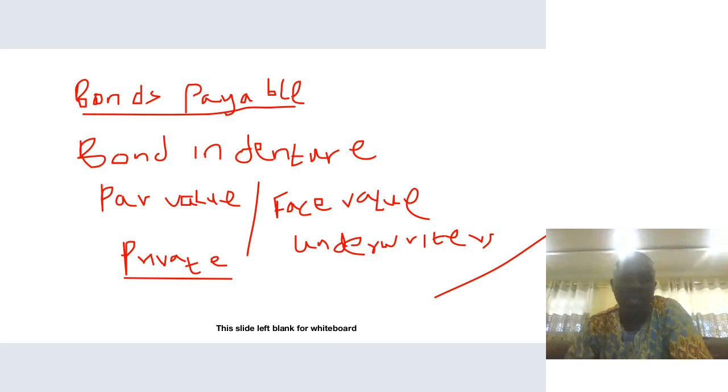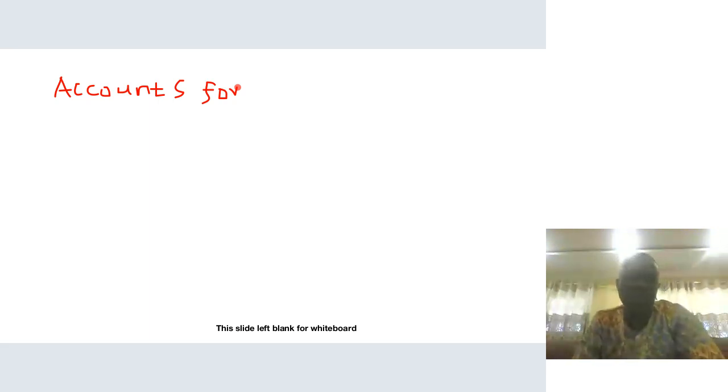Then next, I want us to look at the accounting for bond issues. So how do you account for the bond issues? Remember, we have said that the types of bond issues are not the same as the types of bonds themselves. We have different categories of bonds, and we also have various ways in which you can issue the bonds. So let us look at the accounting for bond issues.